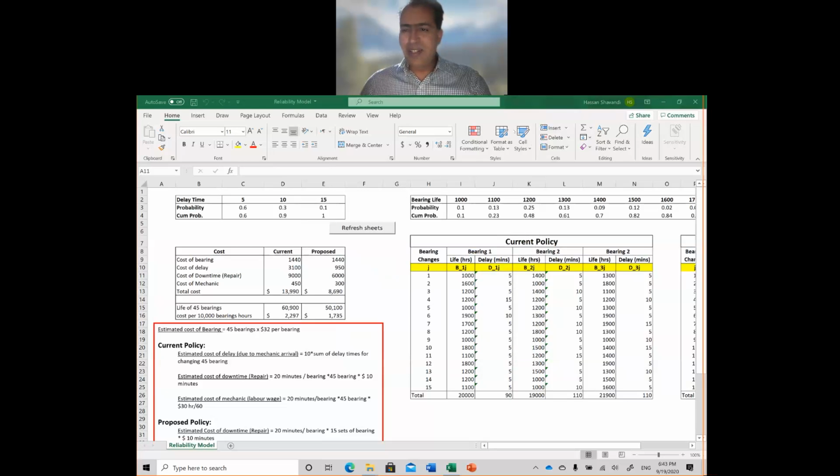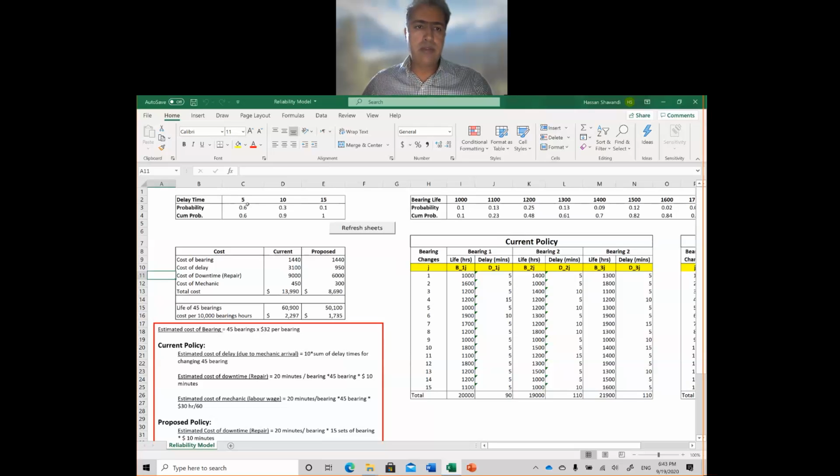Hi again. This is the last part of the models in Excel. It's for the reliability model. Okay. So again, same as before, we have the data of the problem here.